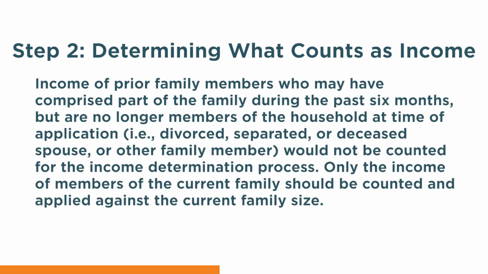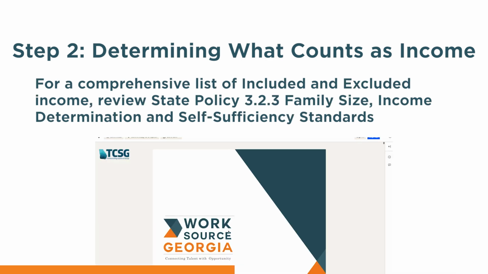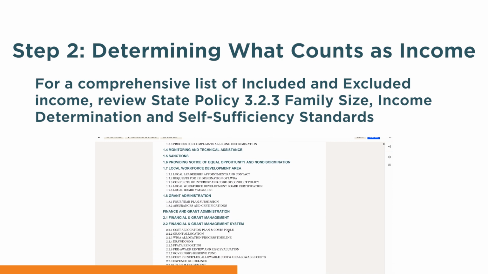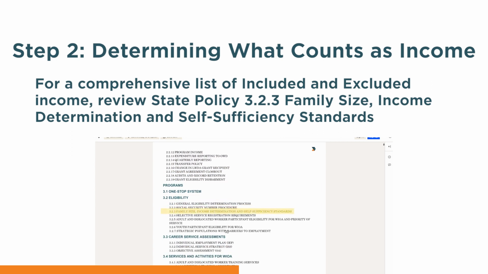Income of prior family members who may have comprised part of the family during the past 6 months but are no longer members of the household at time of application, i.e., divorced, separated, or deceased spouse or other family member, would not be counted for the income determination process. Only the income of members of the current family should be counted and applied against the current family size. For a comprehensive list of included and excluded income, review State Policy 3.2.3, Family Size, Income Determination, and Self-Sufficiency Standards.